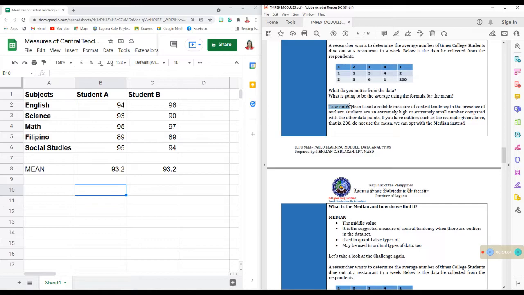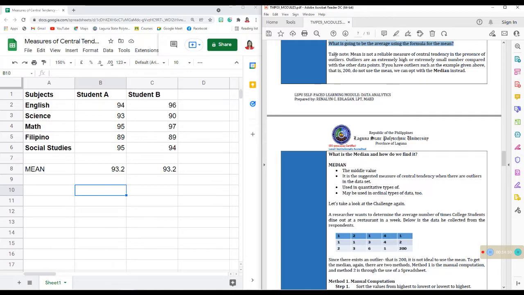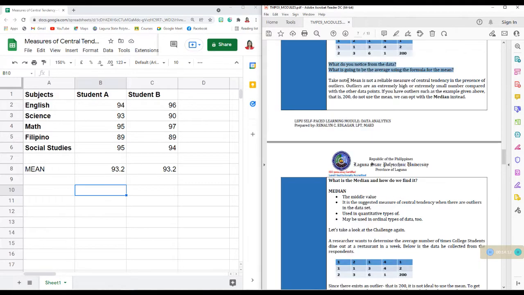Dito po tayo. Tandaan nyo kasi medyo madidiscuss ko yung sagot dito pag didiscuss natin ng median. So, listen carefully. Be attentive. Take note. Mean is not a reliable measure of central tendency in the presence of outliers. Pag sinabi po nating outliers, these are extremely high or extremely small numbers compared with the other data points.